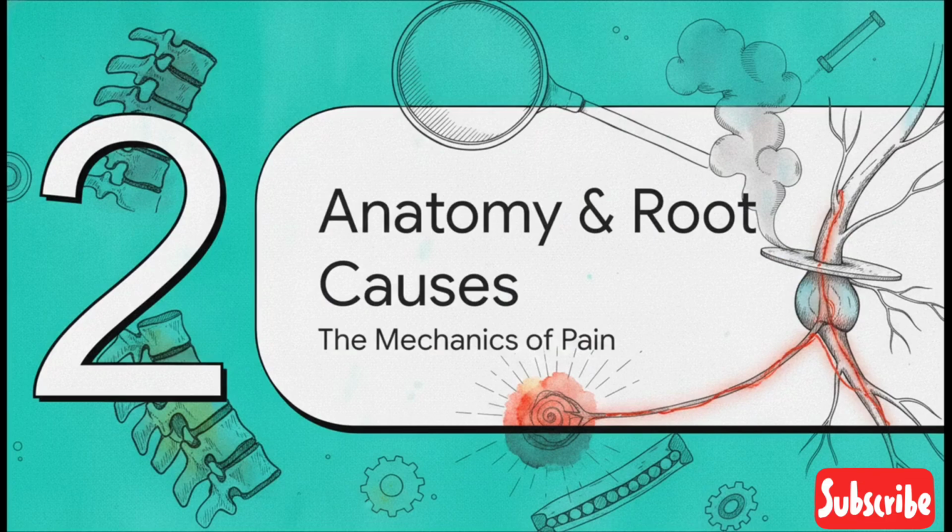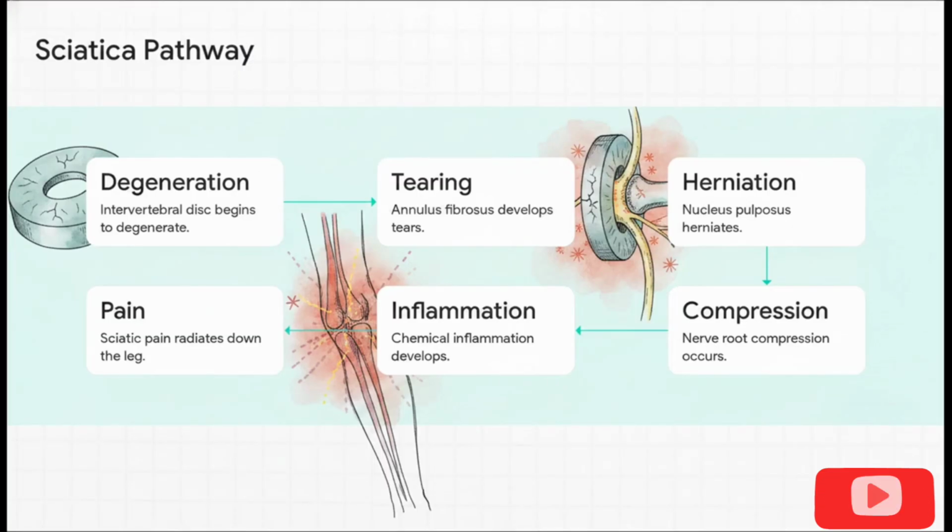Moving on to Section 2, Anatomy and Root Causes, the mechanics of pain. Okay, so we know the alarm is ringing, right? But how exactly does the fire start? Let's zoom in on the microscopic pathophysiology here and see exactly how this massive nerve gets pinched in the first place. Now, what's really interesting here is how this breaks down into an exact 7-step mechanical failure. It's basically a chain reaction.